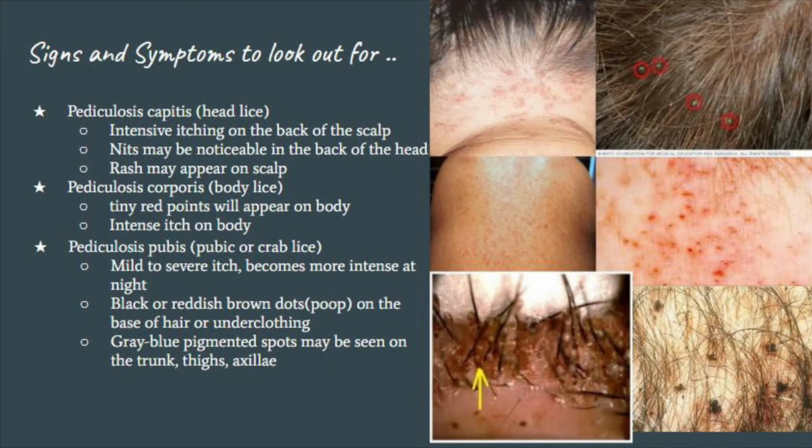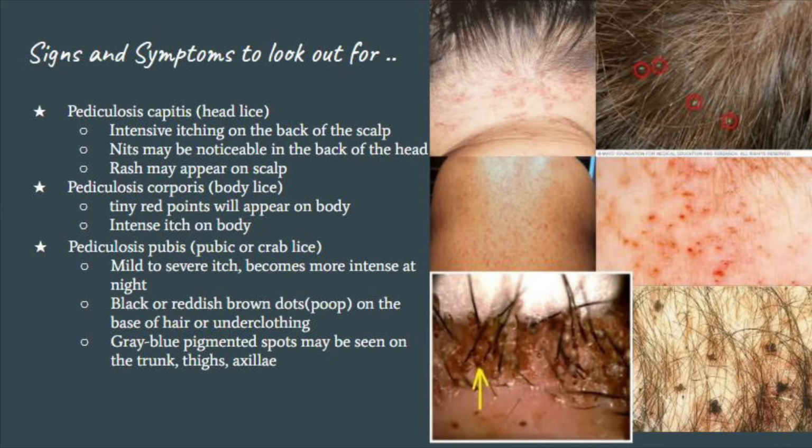Signs and symptoms to look out for are, with head lice, an intense itch on the back of our scalp, and nits may become noticeable. As you can see in the picture on your upper right hand, you can see how the nits are attached to the hair follicles in our head. A rash can also appear on our scalp. And for body lice, some symptoms are tiny red points that will appear on our body, along with an intense itch. Signs and symptoms for pubic or crab lice include itchiness as well.